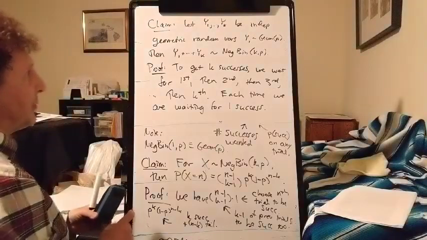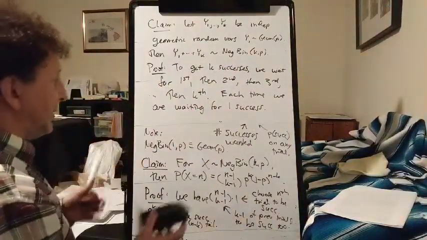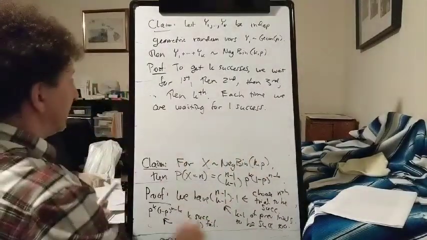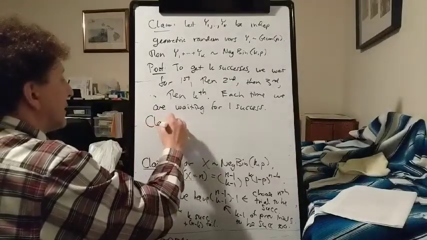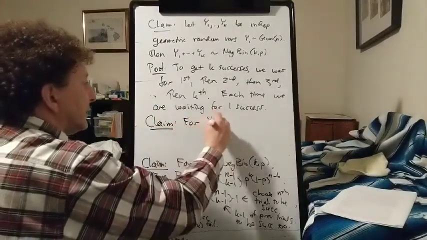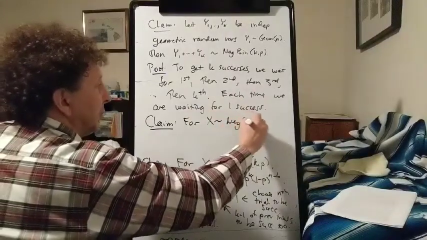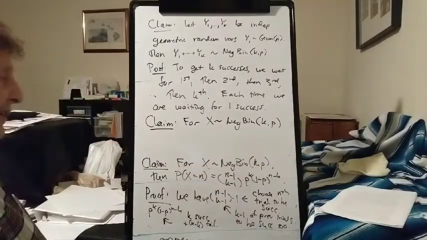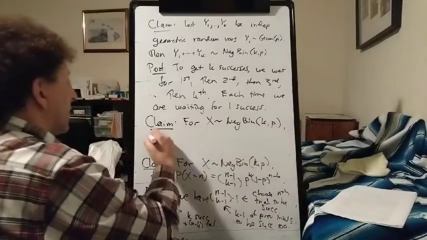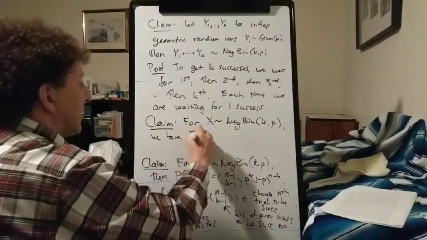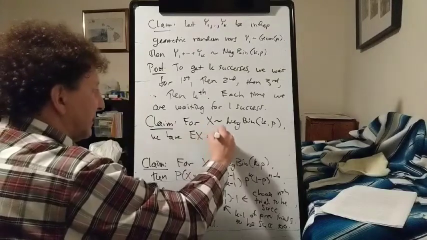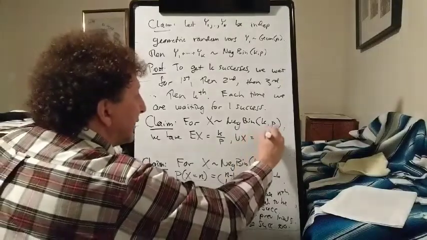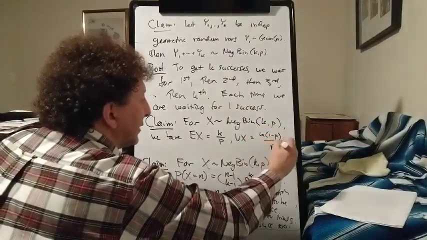Now, writing the negative binomial random variable as the sum of k geometrics makes it easy to figure out what the expected value and variance are. So if X is a negative binomial random variable with parameters k, we want k successes, and probability p of having a success on each trial, we have the expected value of X is k over p, and the variance of X is k times (1 minus p) over p squared.